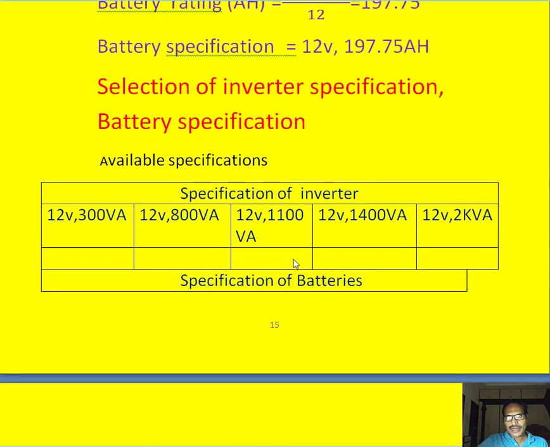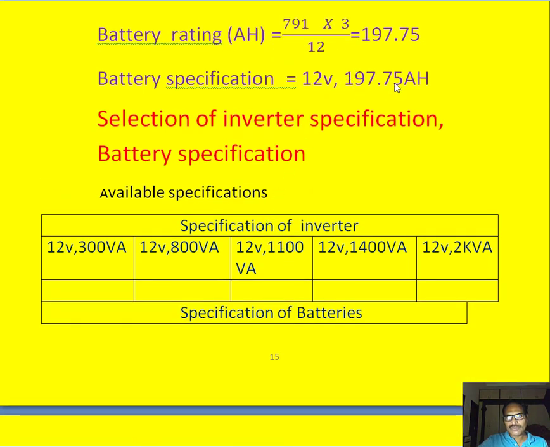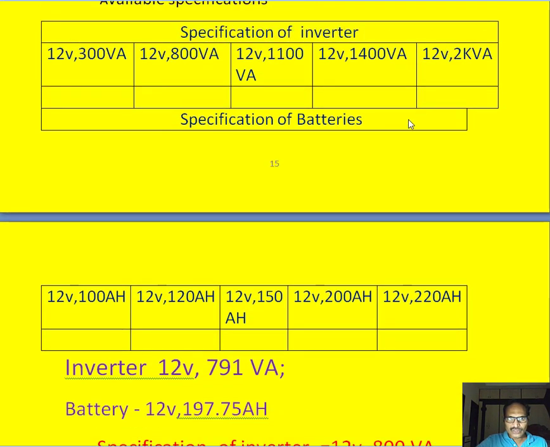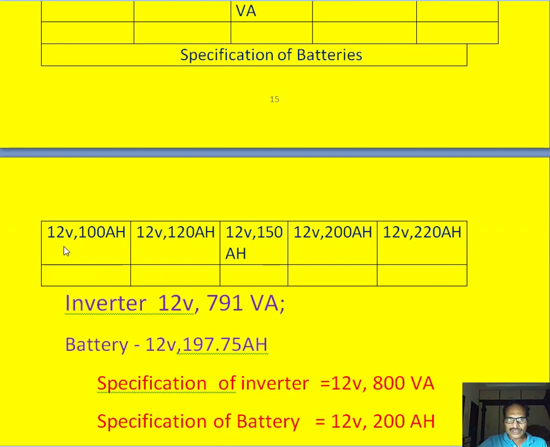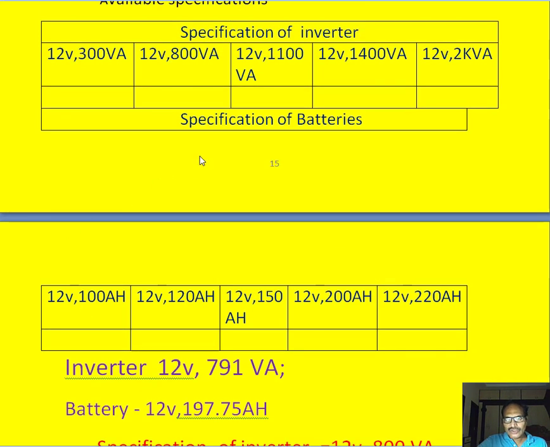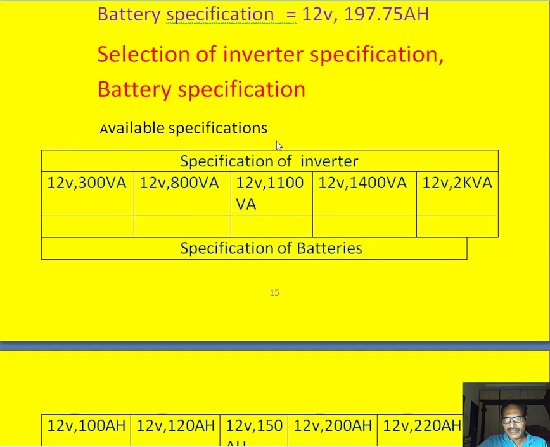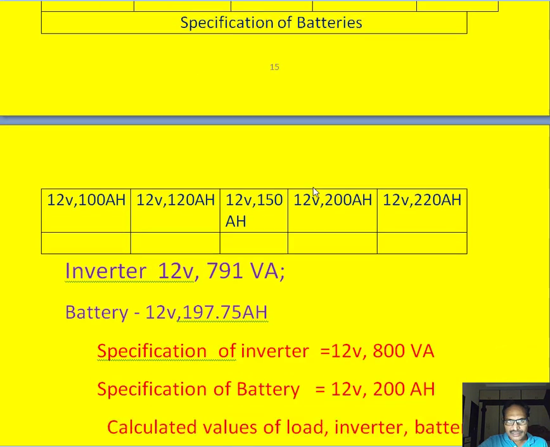And coming to the battery selection. Battery selection means we have to see its ampere rating and its voltage rating. We already decided that we are going to utilize only a 12 volts battery. So we have to see whether 197.75 ampere hours is available in the market or not. These are the available 12 volts batteries in the market. What we have calculated as the battery ampere rating is 197.75. So 197.75 we don't find. So the next figure is 200 ampere hours.